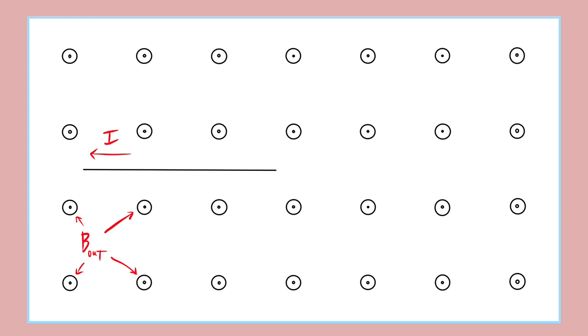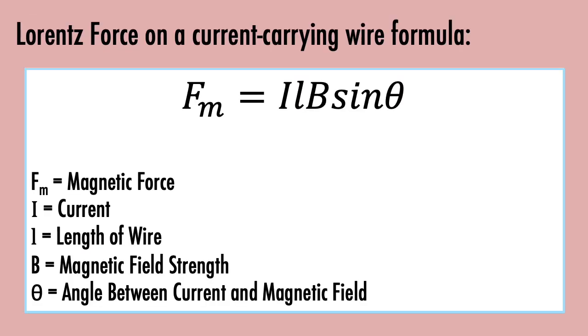If the current had been moving out of or into the page, just like the field, the wire would not experience the Lorentz force. Now, since force is a vector, this leaves us with two questions. First, how much does the Lorentz force pull on the wire? And second, in what direction does the Lorentz force pull on the wire? Let's start with the magnitude.